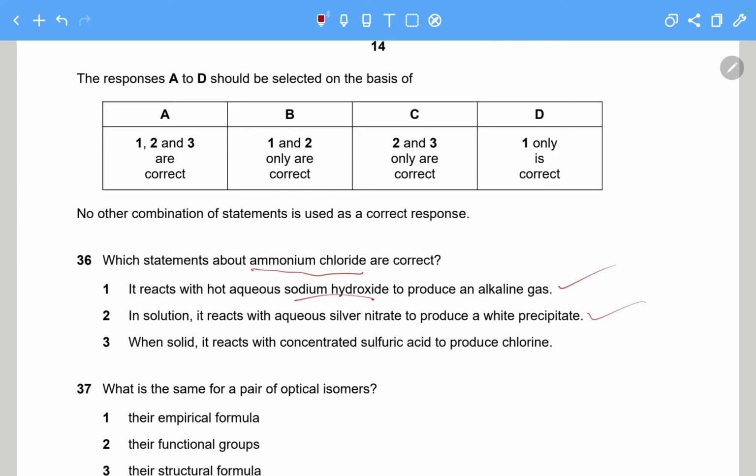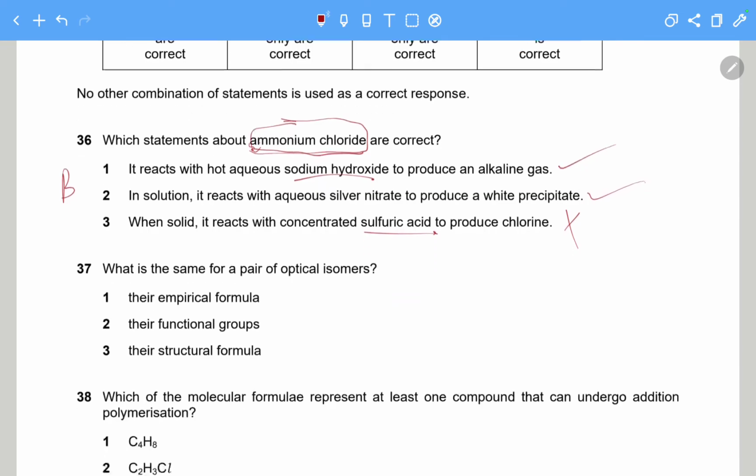When solid, it reacts with concentrated sulfuric acid to produce chlorine. It will not react with sulfuric acid because sulfuric acid is an acid and ammonium chloride is also acidic because, remember, it reacts with a base. So it has to be acidic, and two acids will not react with each other. So B is the correct answer.